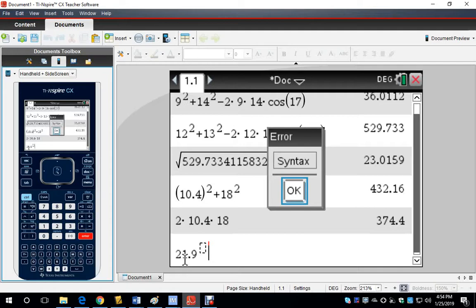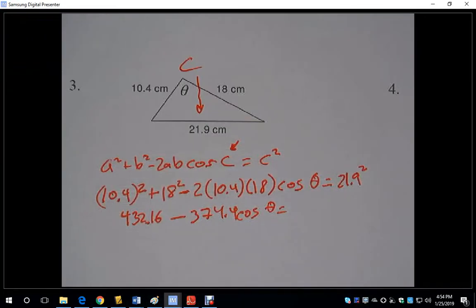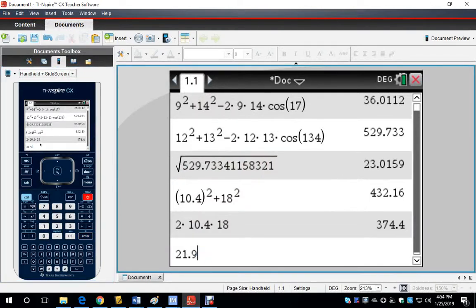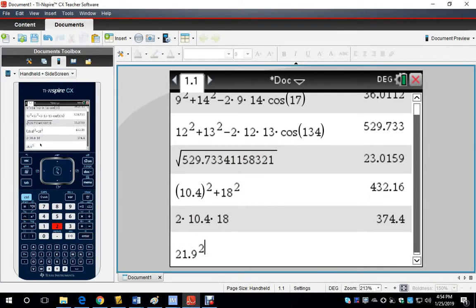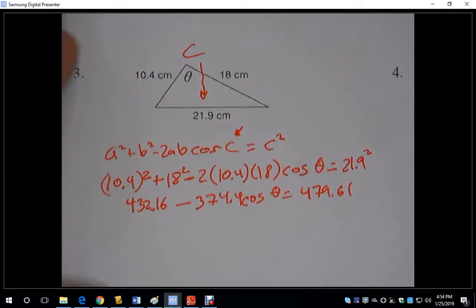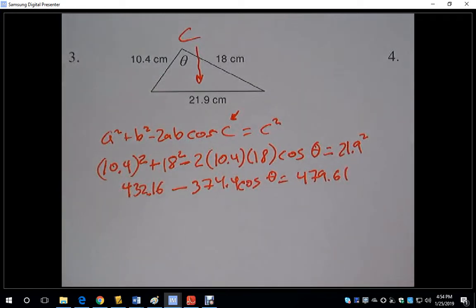21.9 squared. Oops, I did not mean to do that. Let's see if I can fix it. So 21.9 squared, and that gives us this 479.61. So this is what I have here so far. What should my next step be?